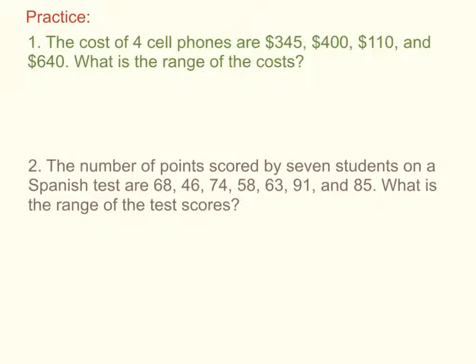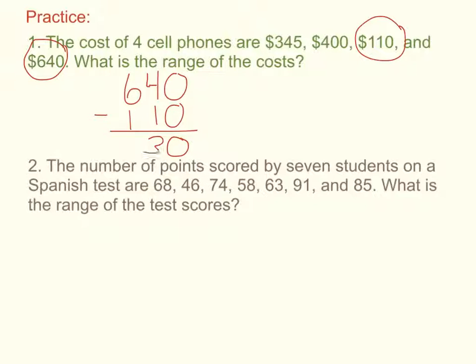So the first problem says, the cost of 4 cell phones are $345, $400, $110, and $640. So let's find the greatest and the least amount of money that the cell phone plans charged. So the greatest is $640 and the least is $110. So we need to find the difference between those two numbers. 640 minus 110 is equal to $530. So the range in the 4 cell phone plans is $530.